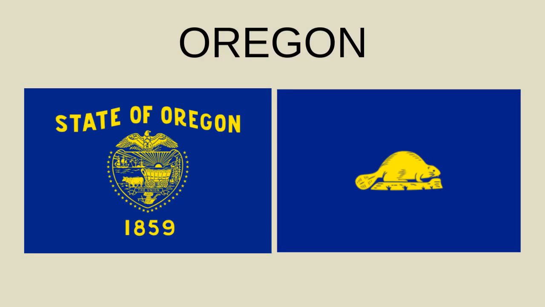The blue and gold of the flag actually represent the state of Oregon's official colors, as well as blue simply being the regiment thing. The beaver on the back is Oregon's state animal.